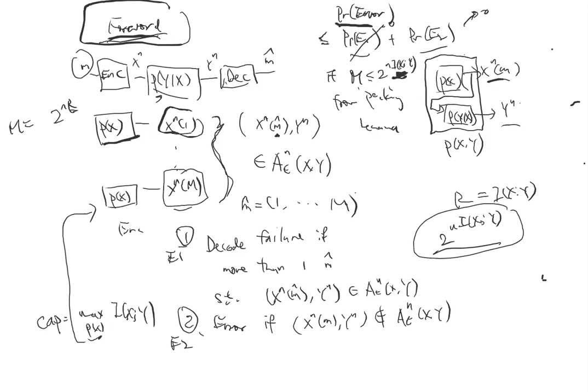Any questions for that? For the converse proof, I don't have time for the whole thing, but I'll just say the key step. The converse is that I want to show that if my rate is larger than the capacity, larger than I(X;Y), then my probability of error will be non-zero. My probability of error will not be 0.